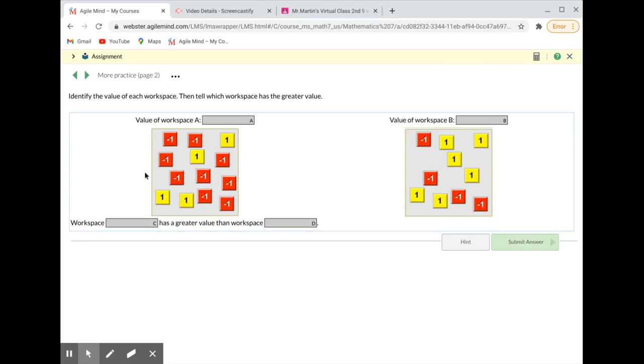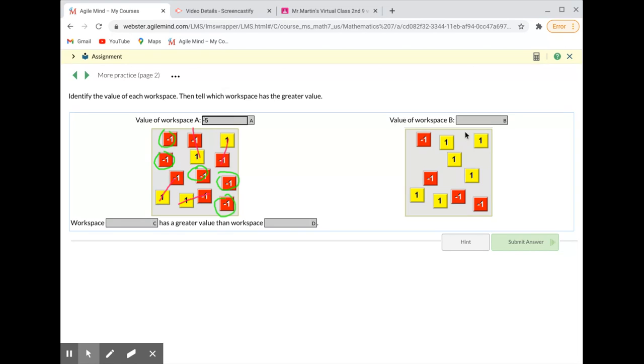Hermione, the workspace A, the value of it is what? I'll tell you what, let's make it easy. Why don't we cancel what we can? Let's cancel these, cancel these, cancel these, cancel these, and then we'll just circle the other ones. So we got 1, 2, 3, 4, 5. They're all negative. So what's it going to be, Hermione? Positive 5? -5. There we go.